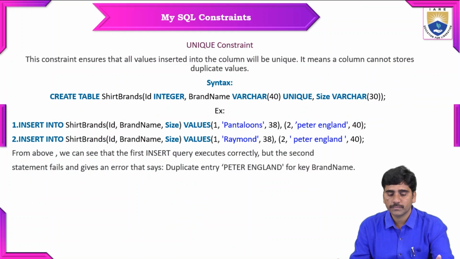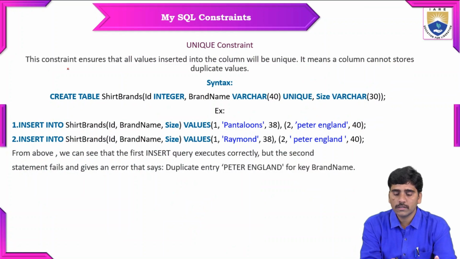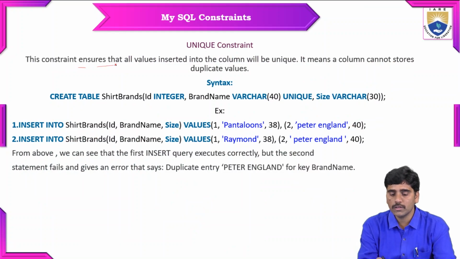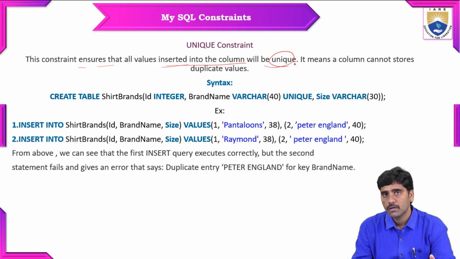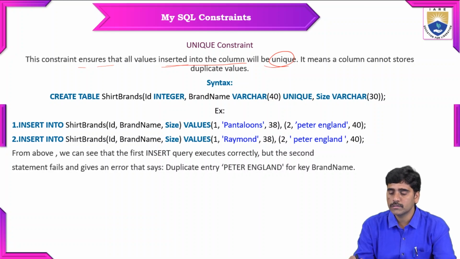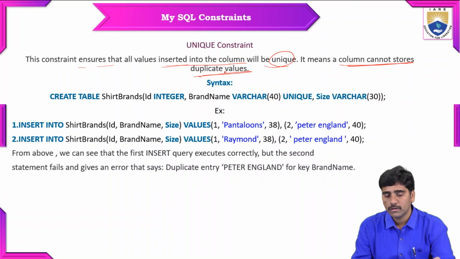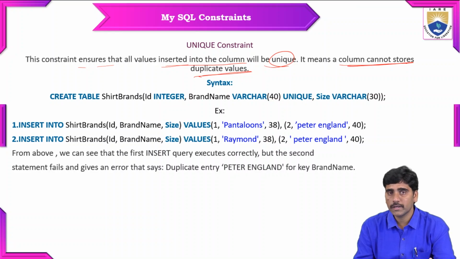Unique constraints. This constraint ensures that all values inserted into the column will be unique. It means a column cannot store duplicate values. So if you want to make any column non-duplicate, then you can put a unique constraint on that column. So here the syntax is what?